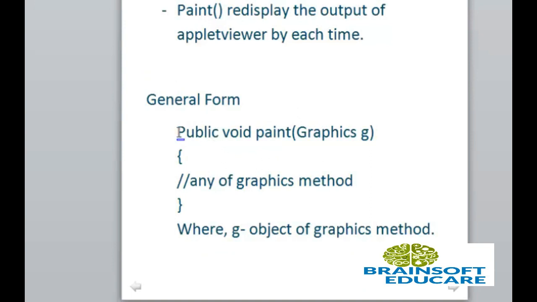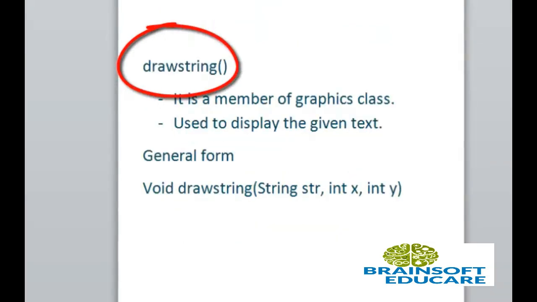Here public is an access mode, void is the return type, paint is the paint method from AWT, Graphics is a class and g is the object of Graphics. In the body part we can use any graphics method. Here we are going to use the drawString method to write the string on applet viewer. drawString method is a member of Graphics class which is used to display the given text.